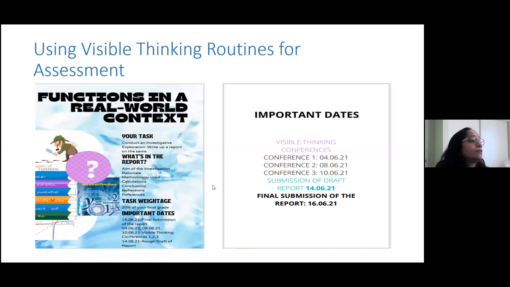What do you have to do in that? You have to write me a report at the end of it. What do I need to see in that? I need to see the aim of your investigation, the rationale, the methodology you're using, the calculations, the conclusions, reflections, and references. Then I set in place scaffolding procedures, which was that they would have visible thinking conferences with me. These were the dates for it. Then they had the submission of their draft report, and then the final submission. These were things that I set in place at the outset.